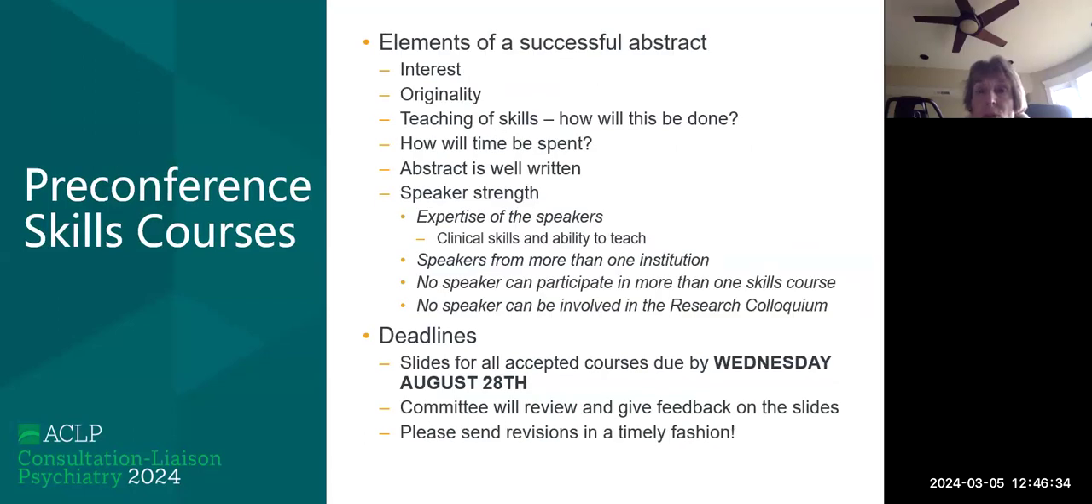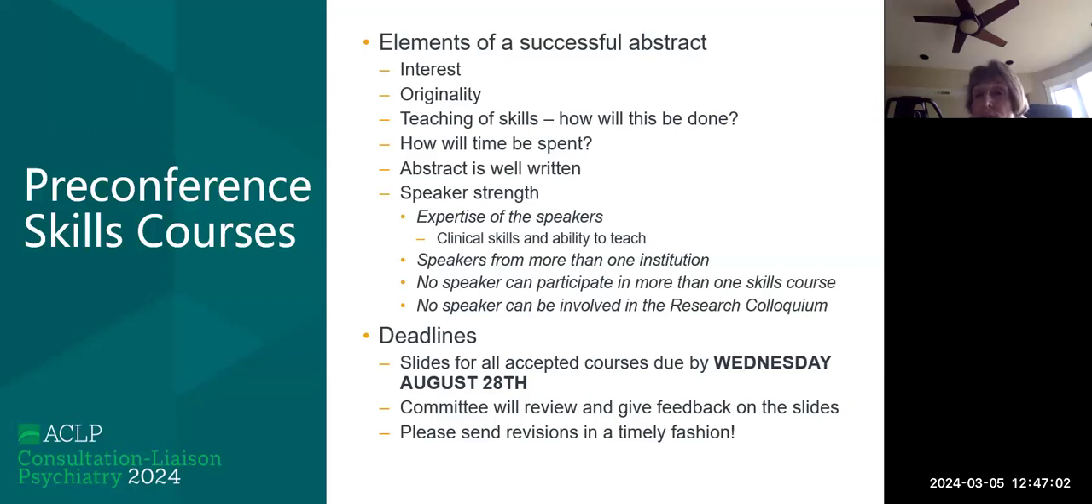Okay, so what's a successful abstract? One, interest. Is this going to be something of wide interest? Is it original? Have we had that same course every year for the last 10 years? We might want to skip a year or two because it's feeling a little stale, and maybe we want the organizers to submit next year or the year after and have some really good updates then.